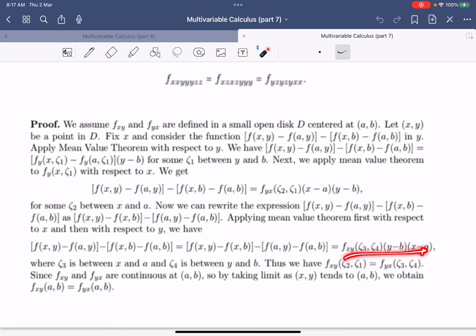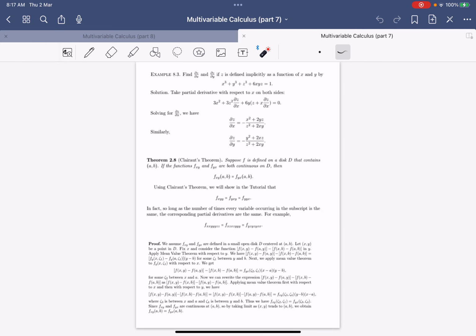And what you see is that because fxy and fyx are continuous, when you take the limit as (x, y) approaches (a, b), this part gets removed and we are left with fxy equals fyx. And so we are done. I hope this is clear, but in most cases you really want to see the proof once, understand it, and then most of the time you'll just be using this theorem directly.